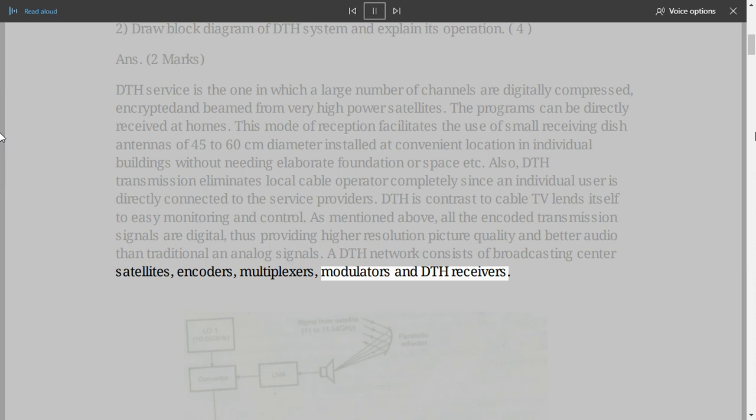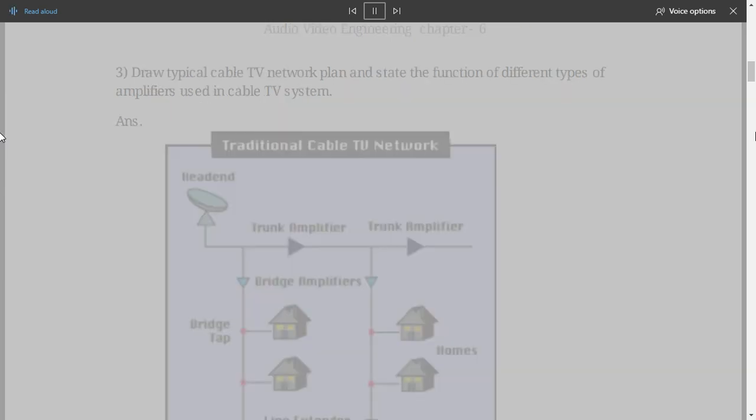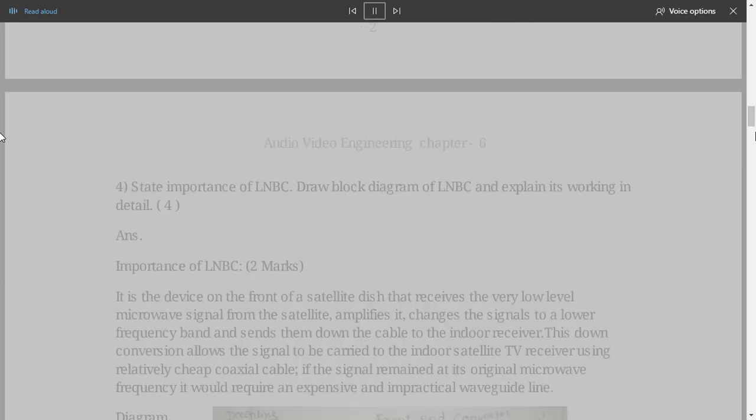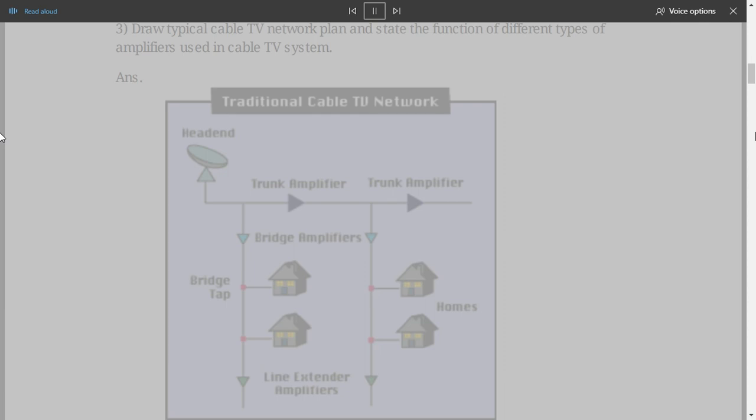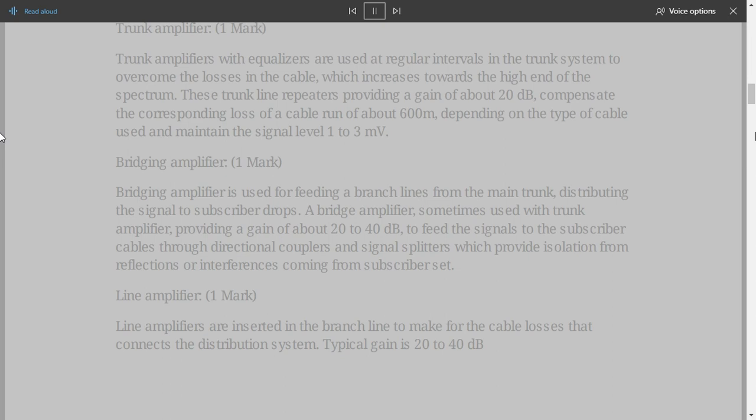Audio Video Engineering Chapter 6. 3. Draw typical cable TV network plan and state the function of different types of amplifiers in cable TV system. Answer: Trunk amplifier, 1 mark. Trunk amplifiers with equalizers are used at regular intervals in the trunk system to overcome the losses in the cable, which increases towards the high end of the spectrum.